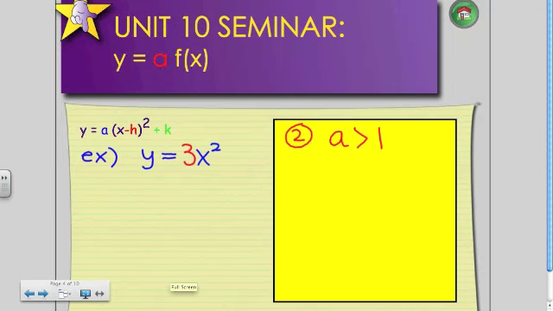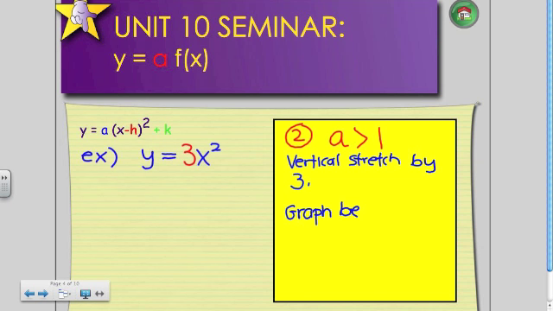is greater than 1, a vertical stretch takes place. And you have to tell me a vertical stretch by what amount. For this particular equation, we have a vertical stretch by 3, and my graph becomes skinnier or more narrow. The original graph, and this is compared to the original graph.